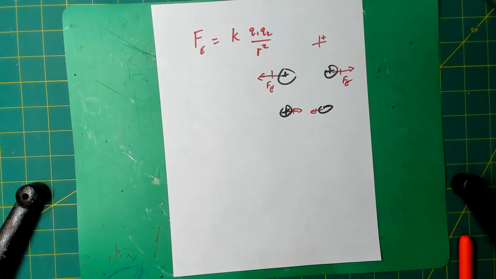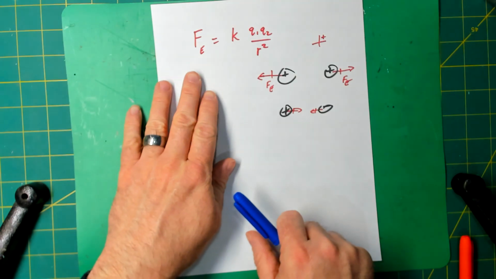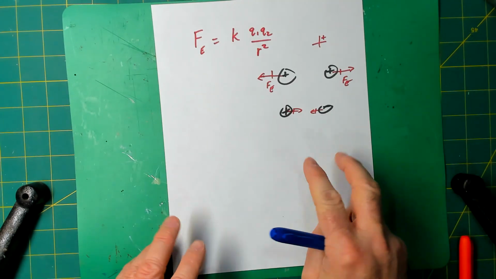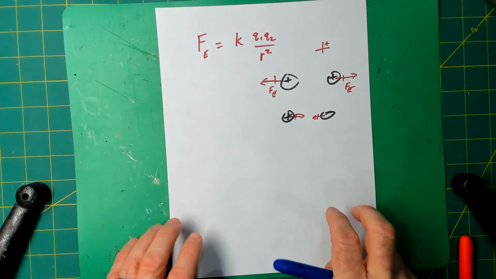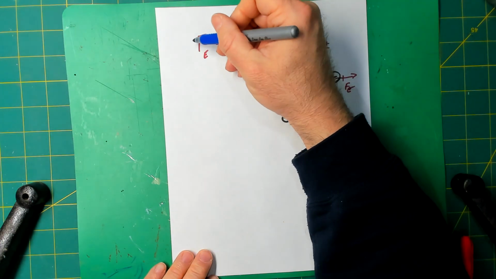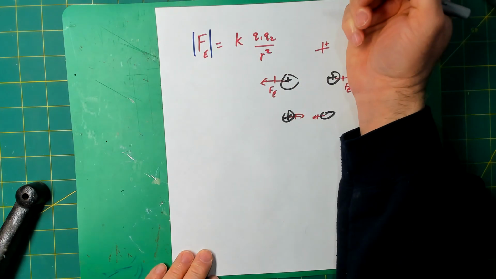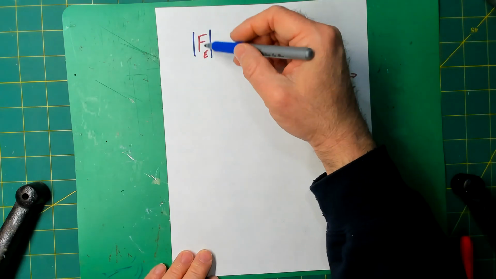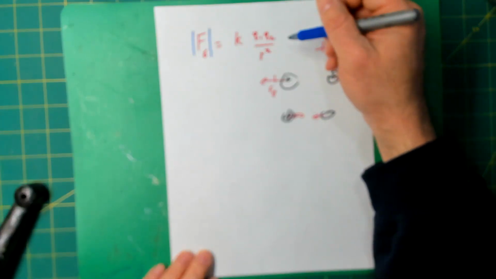So when we write this equation, we always have to remember that this equation is not really telling us the force. It's telling us the size of the force. It's telling us the magnitude of the force. So to show that, sometimes we'll use absolute value signs on it to remind us that this equation is just telling us the size of the force.